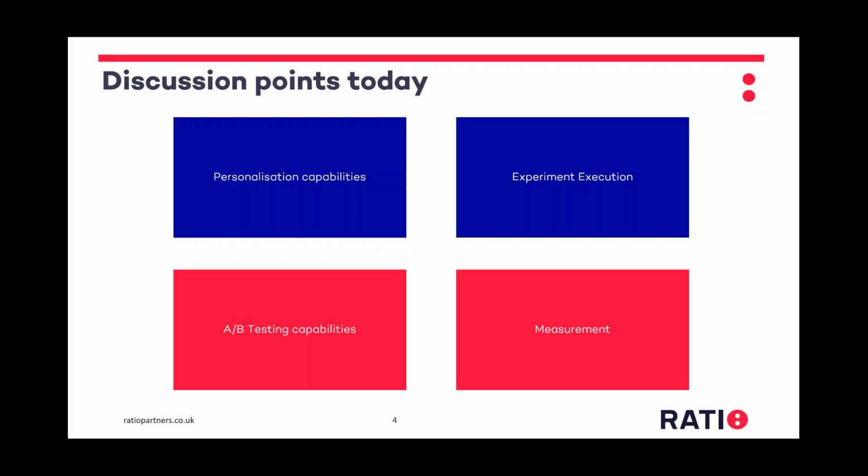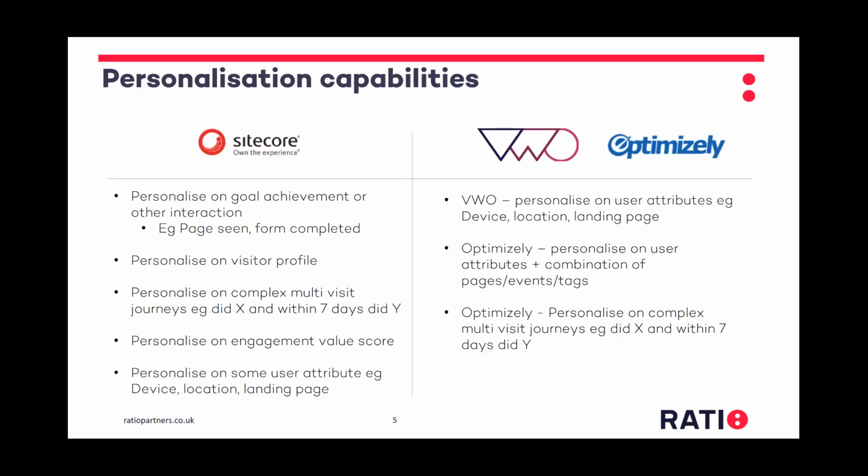Firstly, in terms of optimization, we'd split that into 2 areas, being personalization capabilities of these different platforms and A/B testing capabilities. We'll look at the method with which you execute any tests or experiments in these platforms. And then we'll also talk about something that's very, very important, which is measurement. How do you actually determine which of the activities you're running have been successful? What are the strengths and weaknesses of each platform with respect to that? So we'll start off with personalization capabilities.